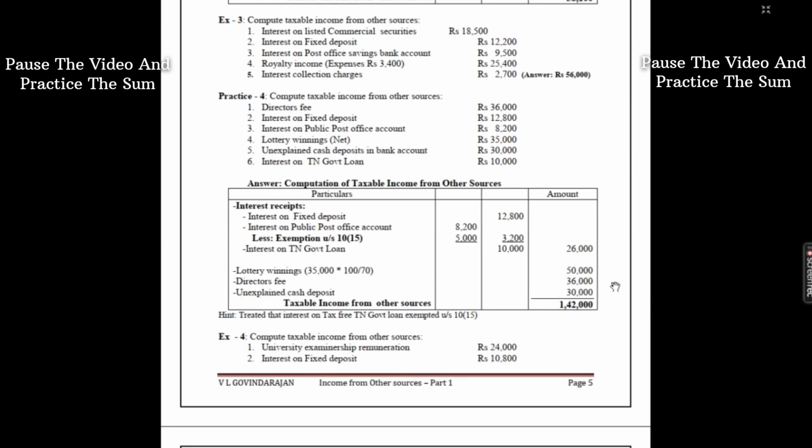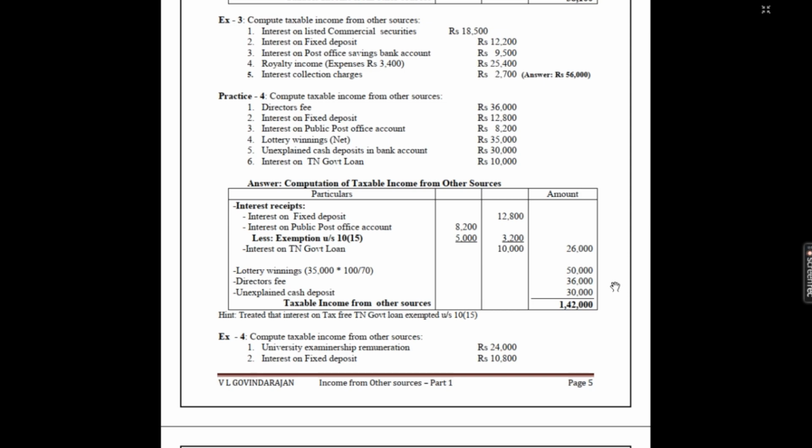Compute taxable income from other sources. Directors' fees, interest on fixed deposit, interest on public post office account. For the public post office account we can claim exemption under section 10(15) up to 5,000 rupees. But for interest on post office savings bank account we can claim only 3,500. For the public post office account we can claim up to 5,000 as an exemption. Please mind it. Next one is lottery winnings.